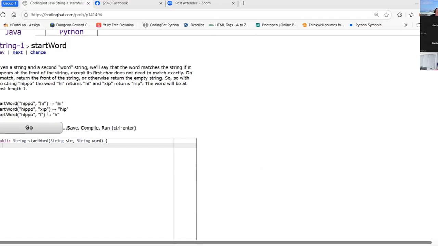Wait, so what do I return though? I don't know. You read the problem. I see, it is the combination of the first two letters of the str and the rest of the word. But this is your responsibility. You need to read the problem and understand what it is. It's not my responsibility to tell you.